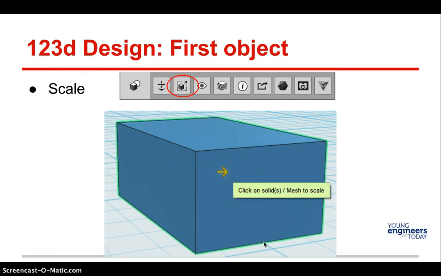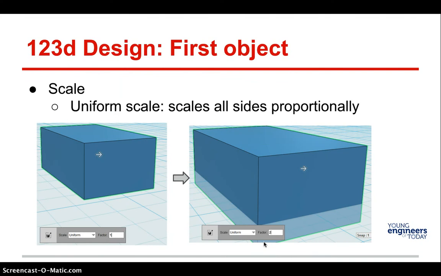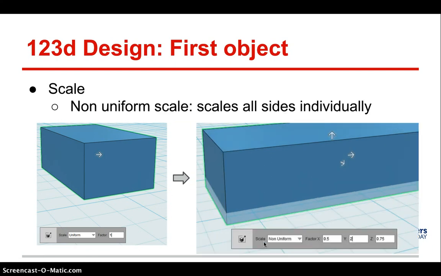Our next is scale. This will allow you to scale your object up or down in size based off of uniform scale and non-uniform. Uniform scale scales all sides proportionally, as you can see here. Change the scale by 1. Where non-uniform scale allows you to scale all the sides individually, as you can see here.